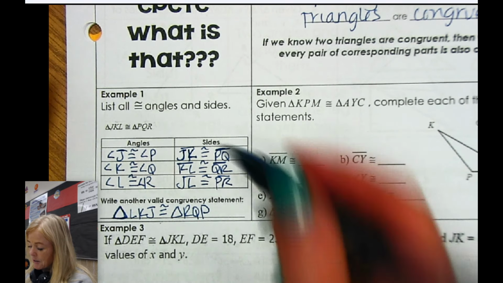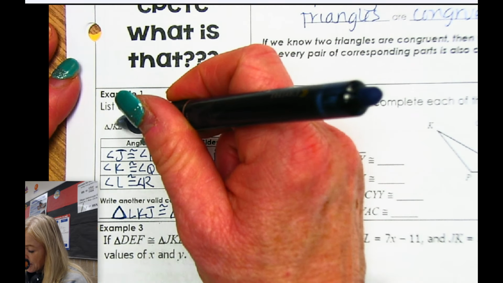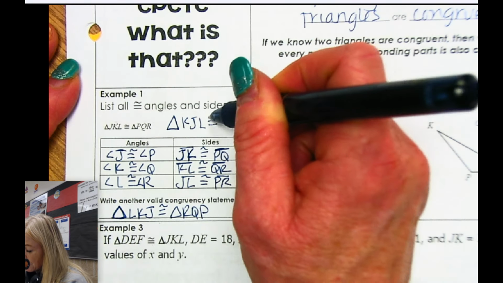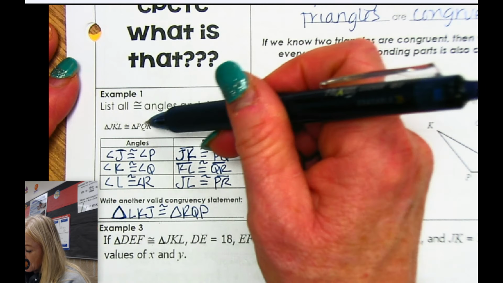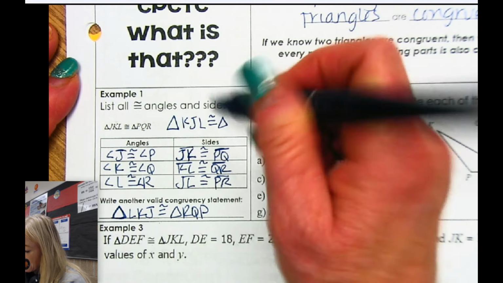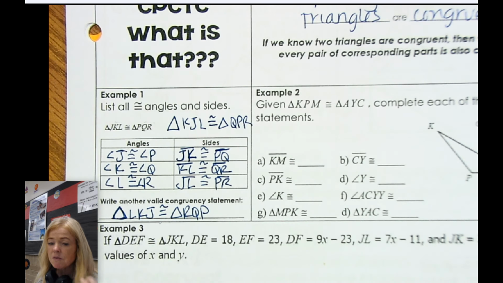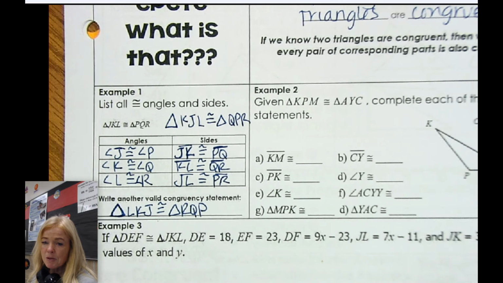Now, just for fun, I'm going to do one more just to make sure you got it. What if we went KJL? What would that be congruent to? Triangle. So we start in the middle, Q, and then go back to P and then to R. QPR, to make sure that they're in the right order. So those are two valid congruency statements there. All right, that's one example that you'll be working on.